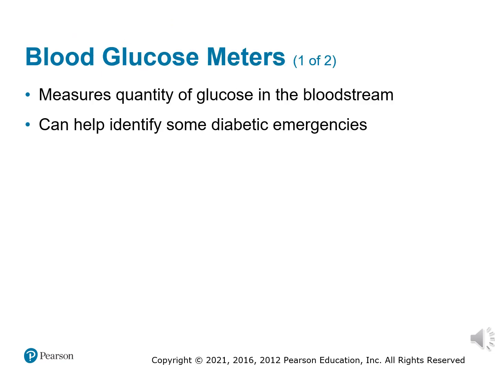Next is blood glucose meters. So you want to measure the quantity of glucose in the bloodstream, and it can help identify some diabetic emergencies. So it can identify if you have high blood sugar or low blood sugar, and then that will help you determine if you need to give them sugar or if you need to get them to the hospital to get them IV fluids so they can start lowering their blood sugar.